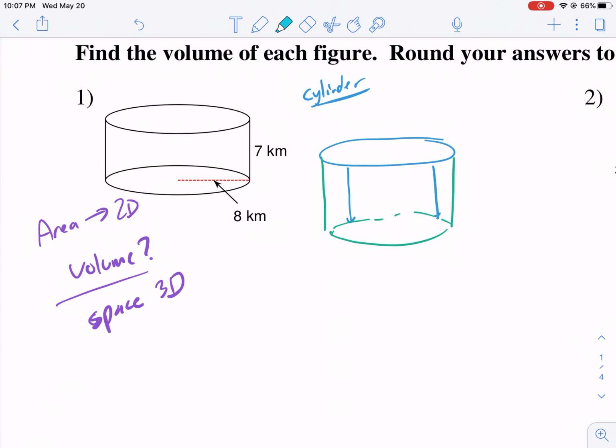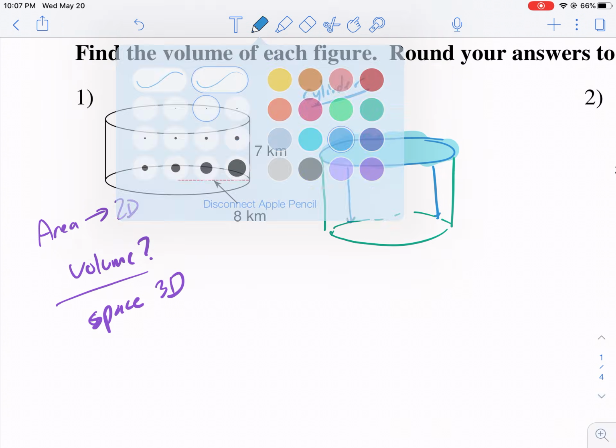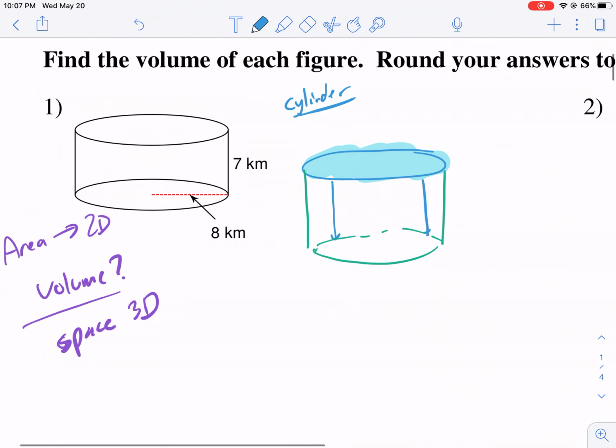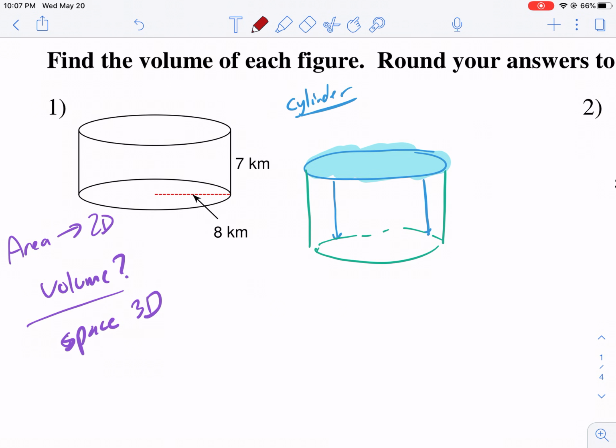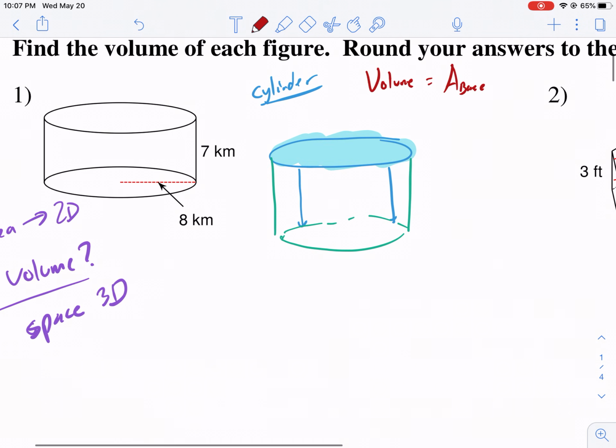So how do we go from a 2D object, which is a circle, into a 3D object? The first thing we need to understand is the area formula for our base. So finding the area of the base is super important. For volume, we need to know the area of the base. Now, what is our base here? Well, our base is pi r squared. That is the area of a circle, so that is our base.